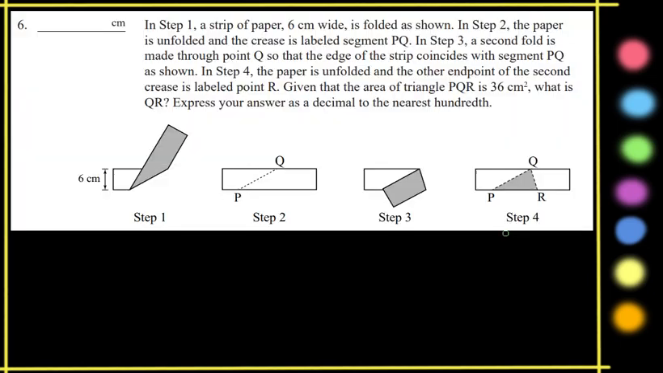Okay. All right, let's go on to number 6. We've got 3 more to do. All right, this says you have a strip of paper, and in step 1 you fold it up like that, and it says the paper is 6 centimeters in width. You fold it up, then you unfold it.